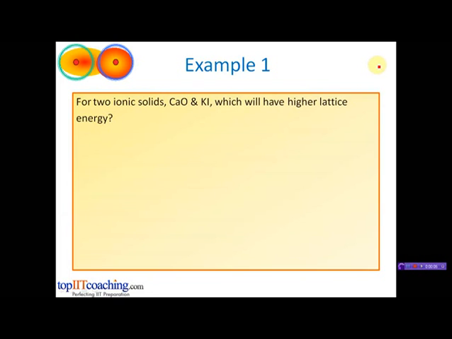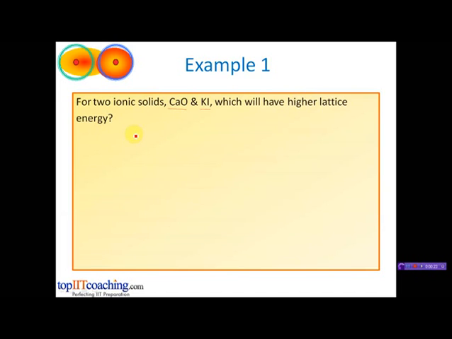Now let's try to solve a few simple questions based on the concepts that we have just discussed in this chapter. The first question: for two ionic solids, calcium oxide and potassium iodide, which will have higher lattice energy?